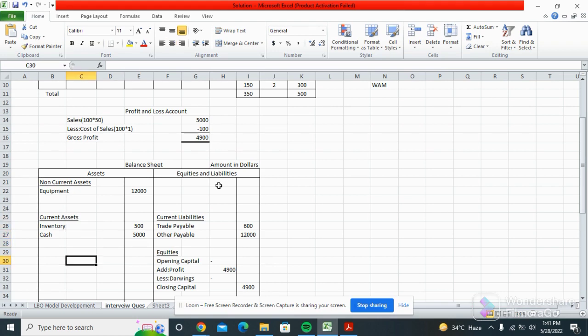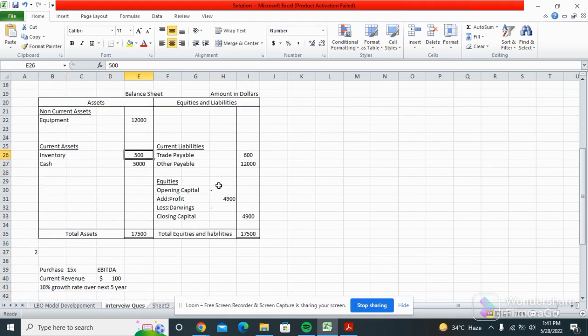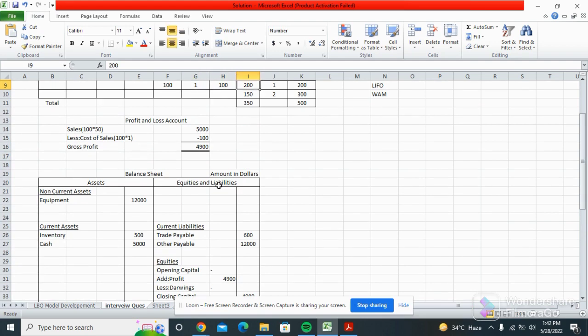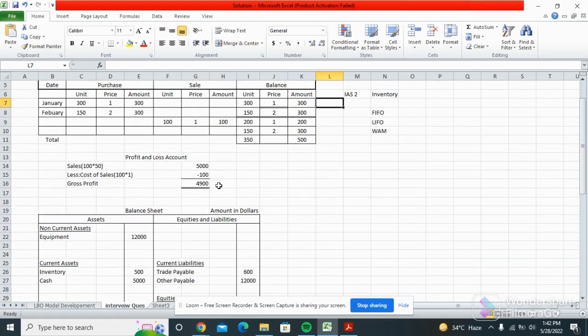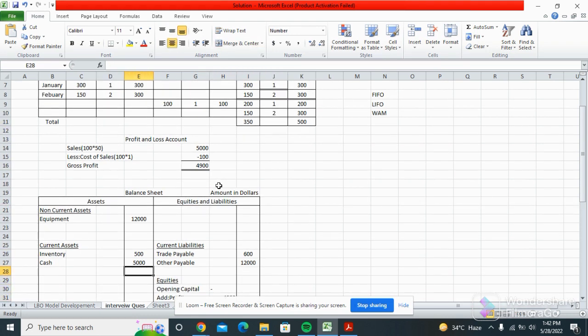After that, in current assets, we have $500 of inventory. As the inventory sheet clarifies, we have $200 of $1 units, and $300 of $2 each moisturizer. So basically, we have inventory of $500 in the current asset portion of the balance sheet.